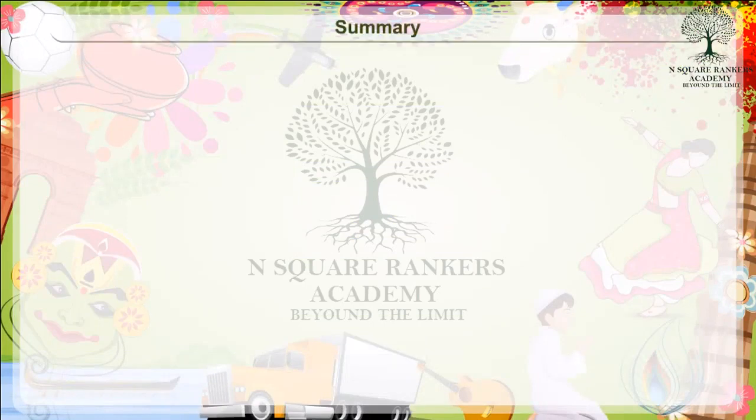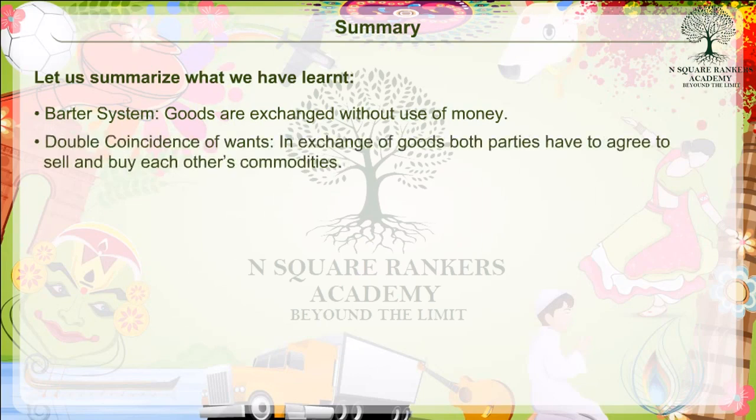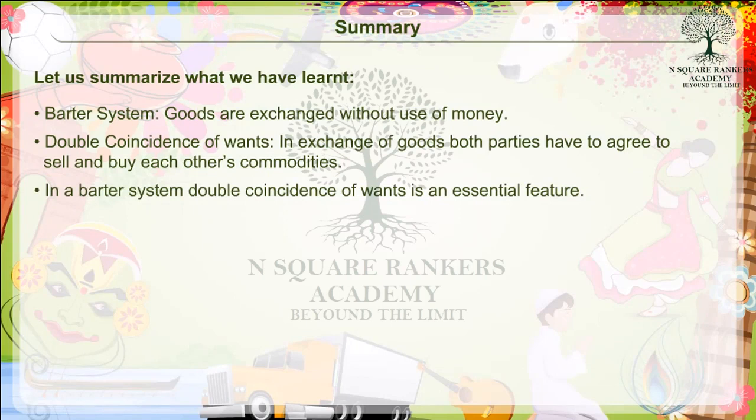Summary. Let us summarize what we have learned. Barter system. Goods are exchanged without use of money. Double coincidence of wants. In exchange of goods, both parties have to agree to sell and buy each other's commodities. In a barter system, double coincidence of wants is an essential feature.